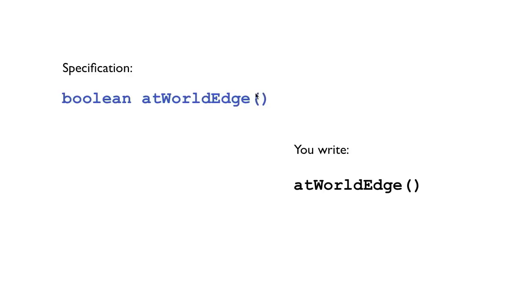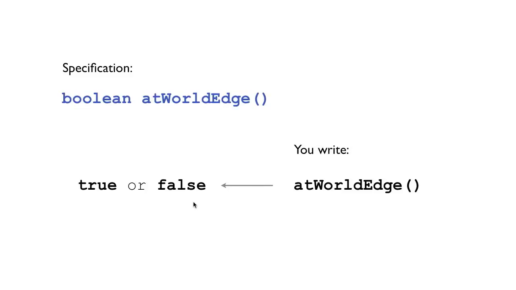If a method has no parameters, the parentheses to specify the parameters are still there. There is just nothing in between them. So this tells me I have a method called atWorldEdge that expects no parameters and will answer back with a Boolean. To call this method, I just write the name of the method, and then because it expects no parameters, I give it no parameters. I still have to write the round parentheses when I call this method, so I write atWorldEdge with the parentheses, but nothing in between, because this method does not expect any parameters. When I call this method, it will answer back with either true or false.